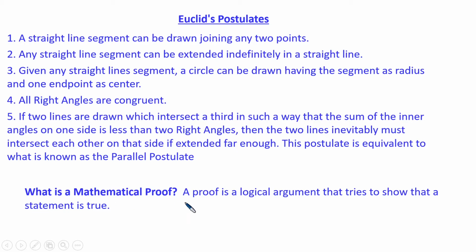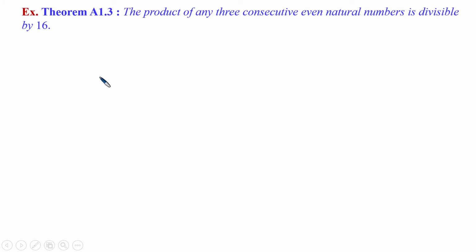What is a mathematical proof? A proof is a logical argument that tries to show that a statement is true. That we have been doing all along. So let us see one more example from your book. We will try to prove this: the product of any three consecutive even natural numbers is divisible by 16. Even number means which you can divide by 2, and odd numbers are the numbers which you cannot divide by 2.